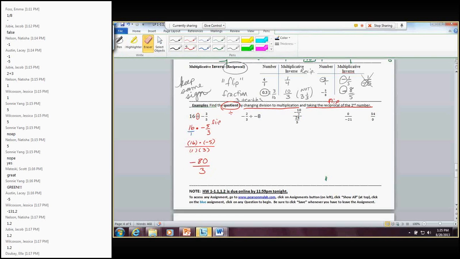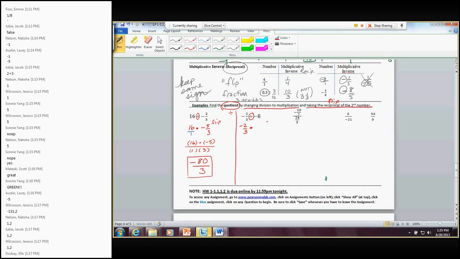That's an acceptable answer. Okay. If you want to change it into an improper fraction, that's fine too. All right, next problem. The first number always stays the same.